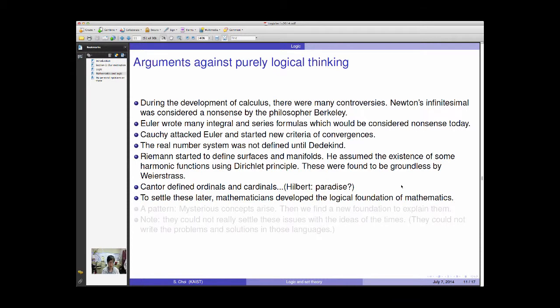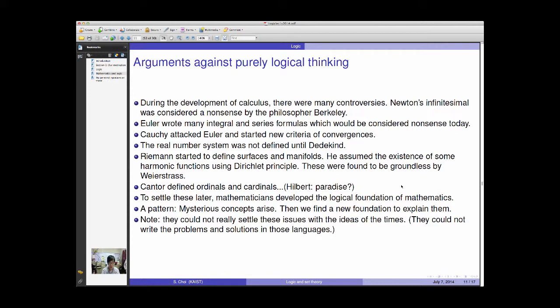To settle these, later mathematicians developed the logical foundation of mathematics. So the pattern is that mysterious concepts arise, then we find a new foundation to explain them. Note that they could not settle these issues with the ideas of the time or the languages that they used. Okay? So they didn't have a precise enough language to discuss whether this was true or false and that kind of thing.